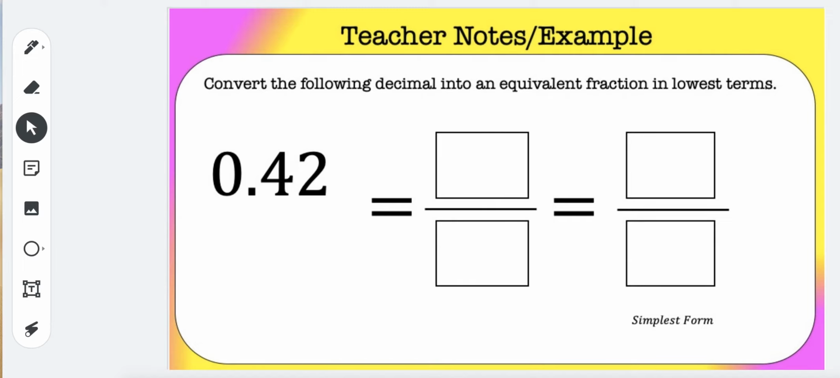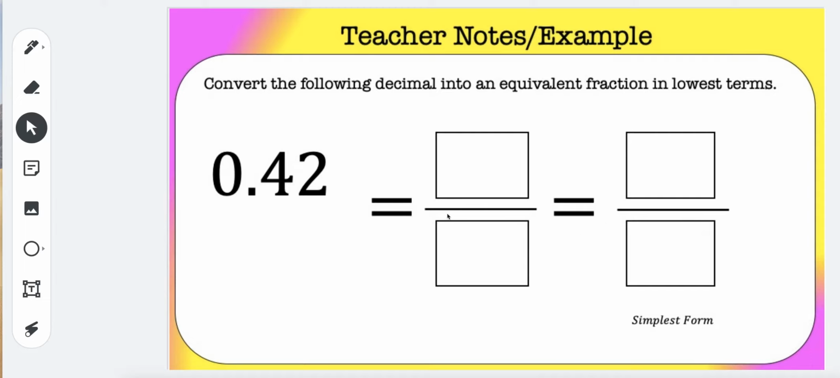Hey everybody, in this video I'm going to teach you how to convert a decimal into an equivalent fraction. All right, so here we have the decimal 42 hundredths. I want to write that decimal as a fraction in lowest terms. Really, there's a three-step process to do this.